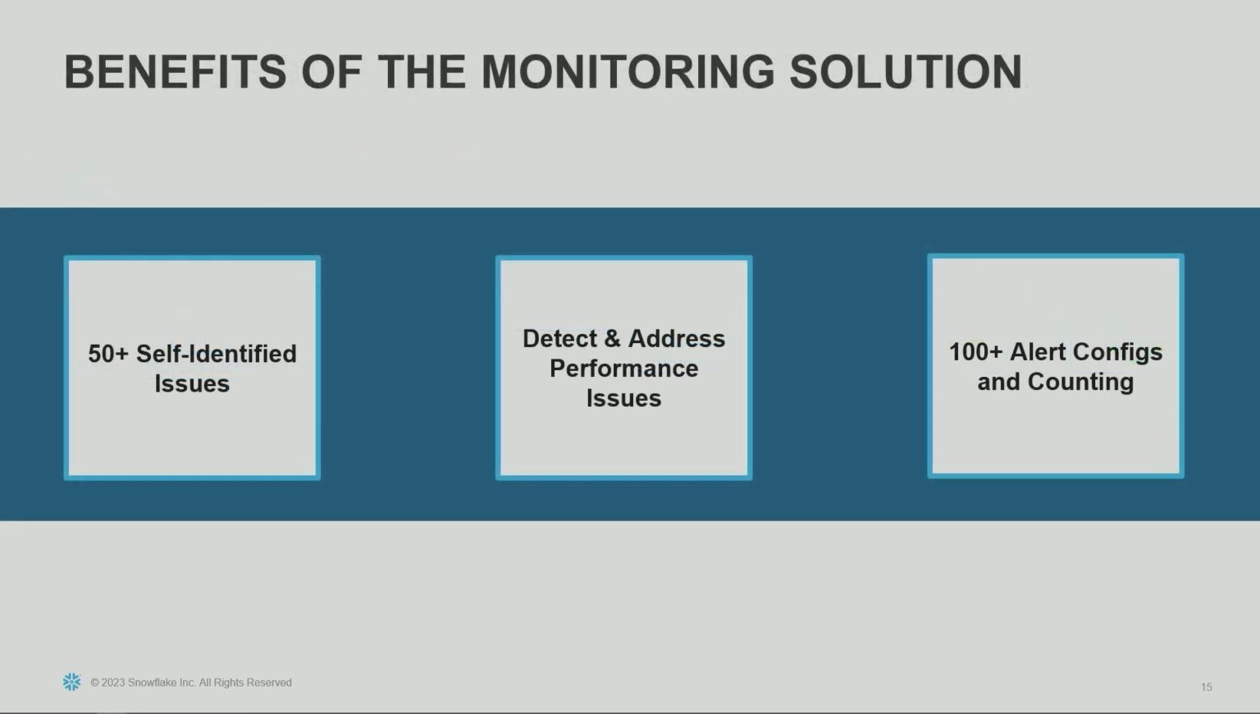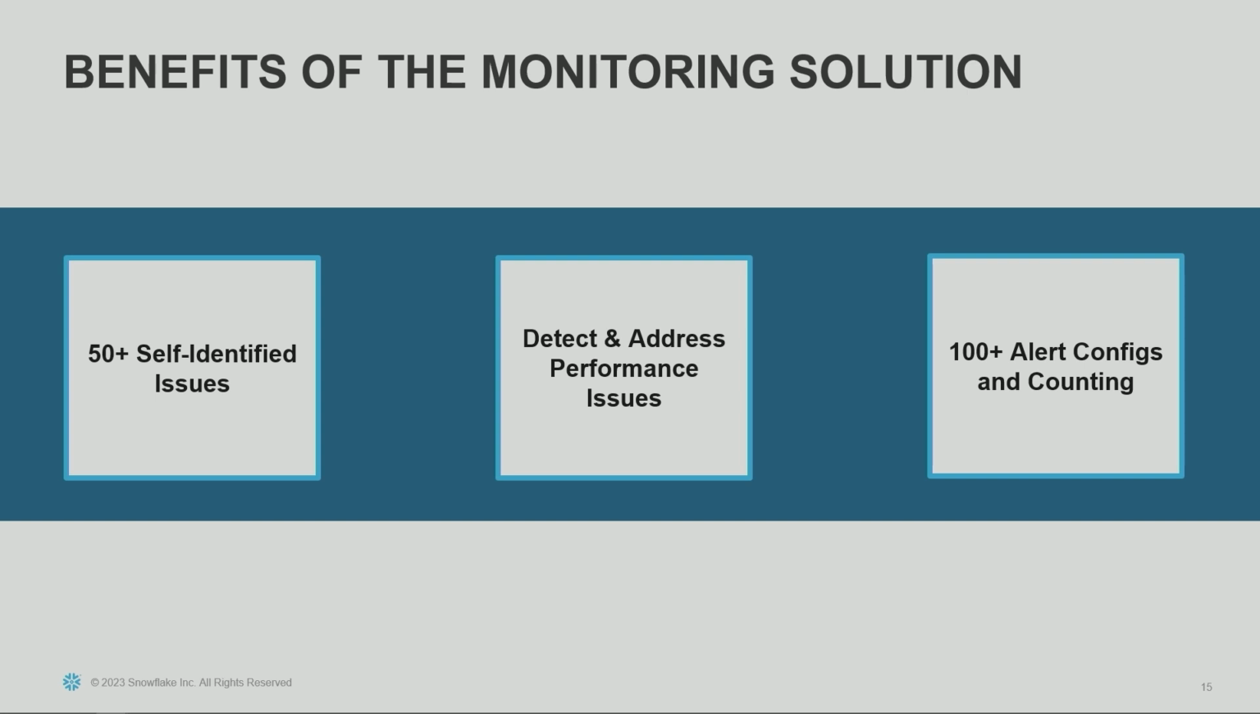Some of the benefits that we reaped from this solution: after the initial deployment into production, within the first couple of weeks, we had 50 plus self-identified issues, and because of that, we were able to maintain our internal SLO within our product. We were able to detect and address performance issues before they get out of hand. And we have about 100 plus alert configs today from 6 different feature teams, and we are still counting. We are able to support it as our product scales.